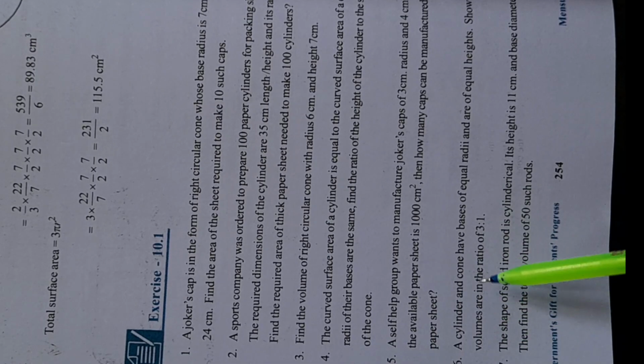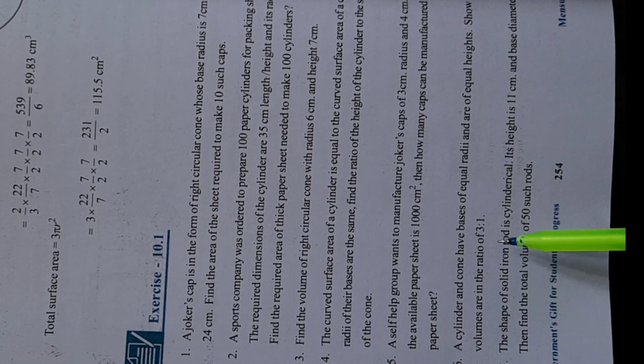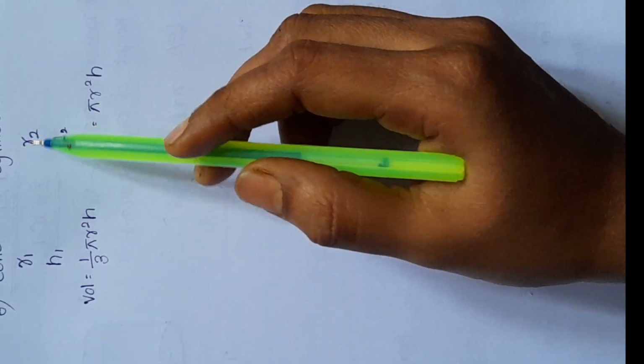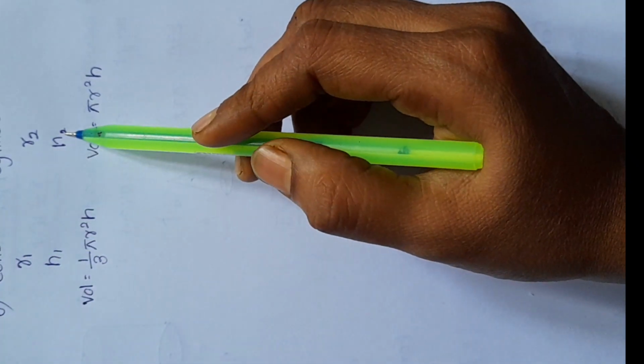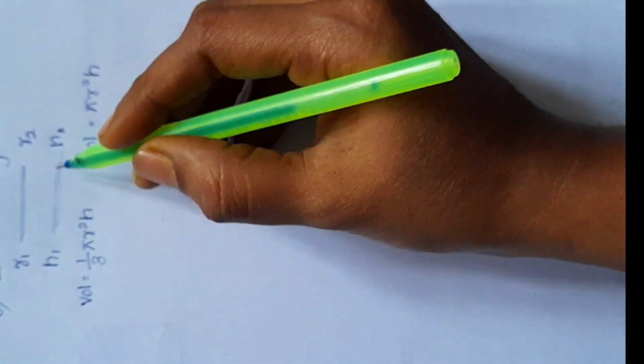Sixth question is, a cylinder and cone have bases of equal radii and of equal heights. Show that their volumes are in the ratio of 3:1. Here the radius of the cone is r1 and radius of the cylinder is r2. h1 is the height of the cone and h2 is the height of the cylinder. Here r1 is equal to r2 and h1 is equal to h2 is given.